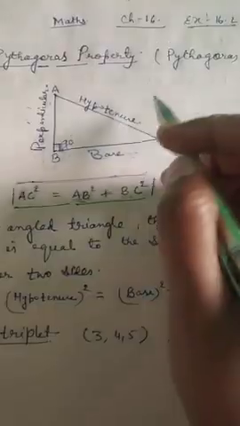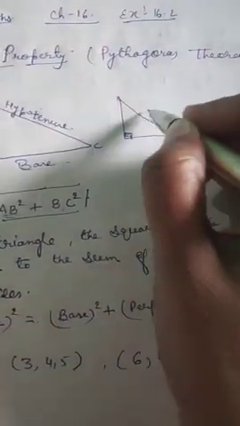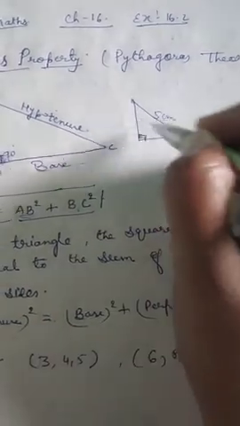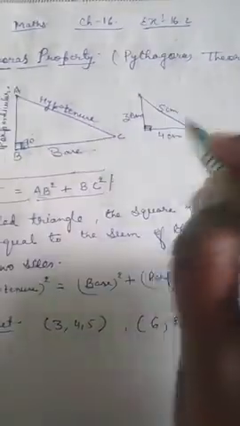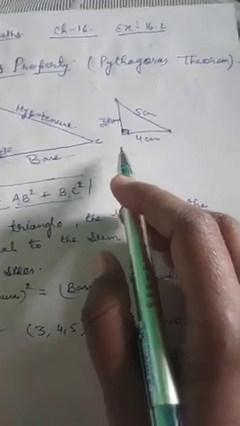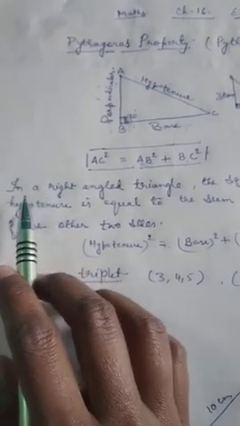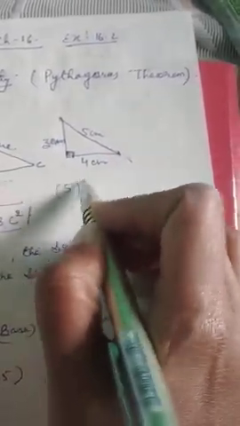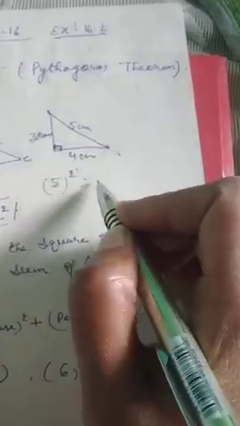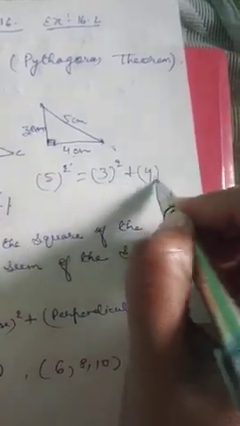Okay? For example, suppose in a right angle triangle, the sides are given. Suppose this is 90 degrees. This one is the hypotenuse, and this is given as 5 centimeter. Suppose this is given as 3 centimeter, and this is 4 centimeter. Then is it fulfilling the Pythagoras property? Let's see. This side is the hypotenuse, and Pythagoras theorem says that hypotenuse square is equal to the sum of the squares of the base and perpendicular. So hypotenuse square means 5 square, of this 5 centimeter, is equal to the sum of the squares of these two sides.